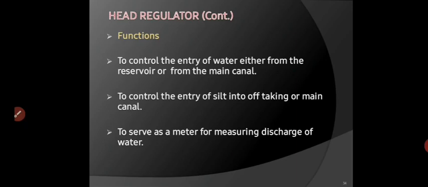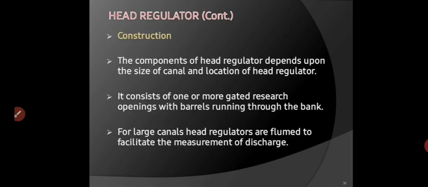Functions. The functions of head regulators are: first, to control the entry of water either from the reservoir or from the main canal. So it is one type of gate which controls the entry of water from the canal or from the reservoir to the off-taking canal or distributary canal. Second, to control the entry of silt into the off-taking canal. Third, to serve as a meter for measuring discharge of water. At that location, we can measure the flow or the discharge of water into the canal.